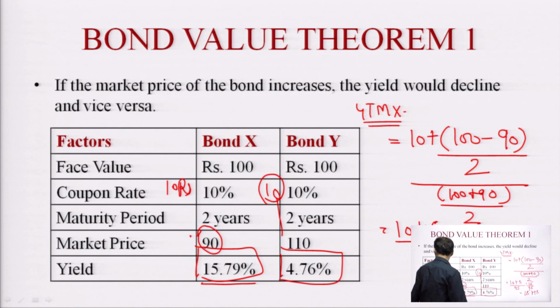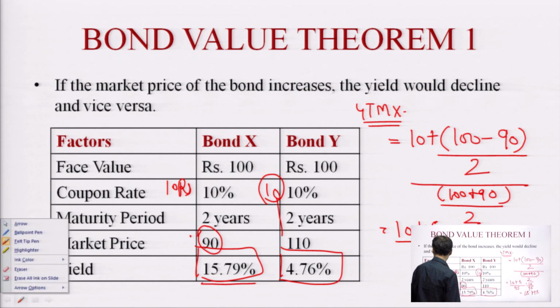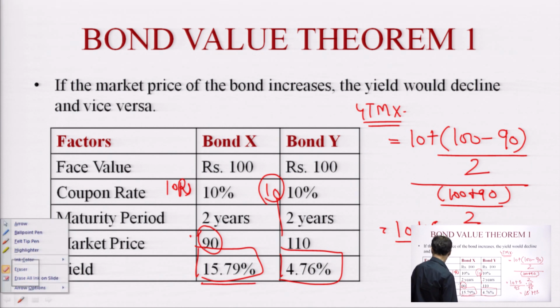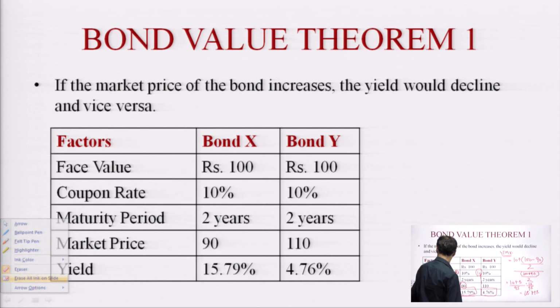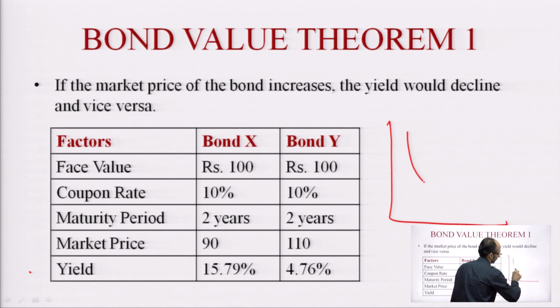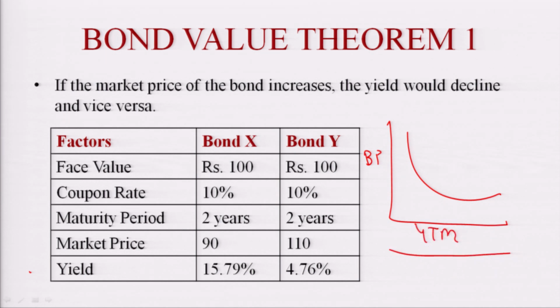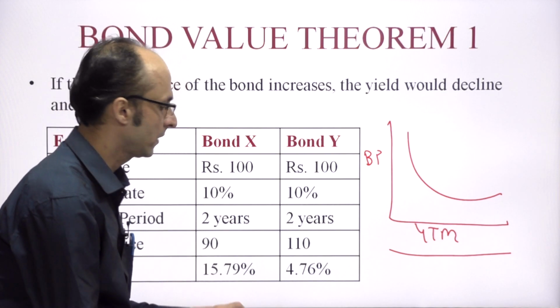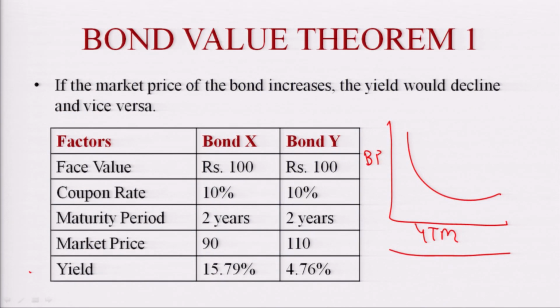Now what relationship can we derive from this? The relationship that we can derive from this is that there is an inverse relationship between the bond price and yield to maturity. This is our theorem 1, that there is an inverse relationship between the bond price and yield to maturity. I hope this is clear to you. Now we will move on to our next slide or next theorem.